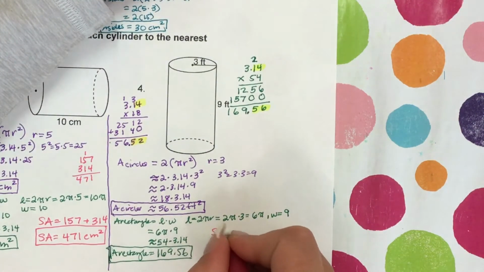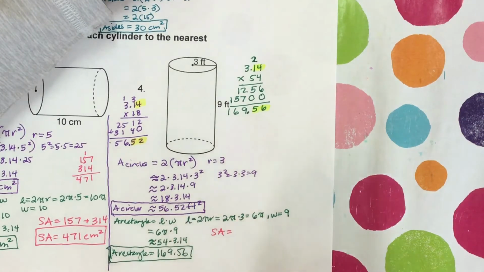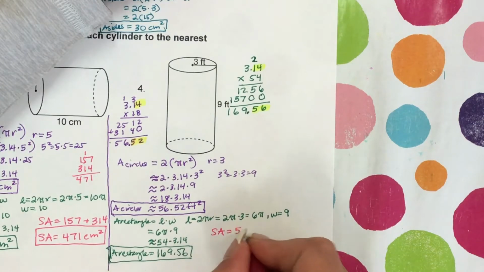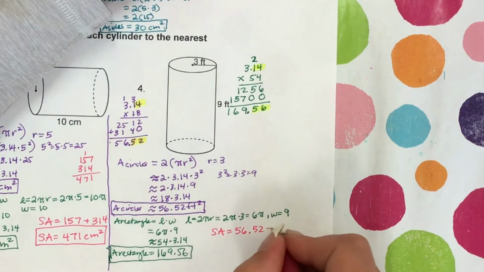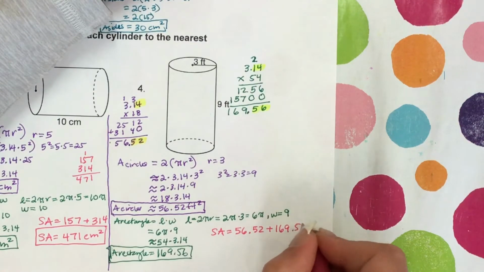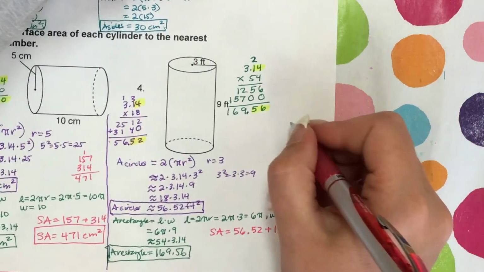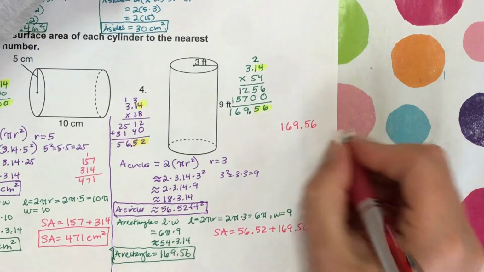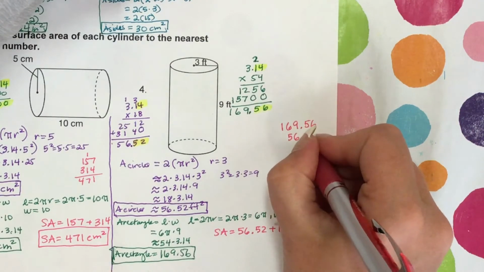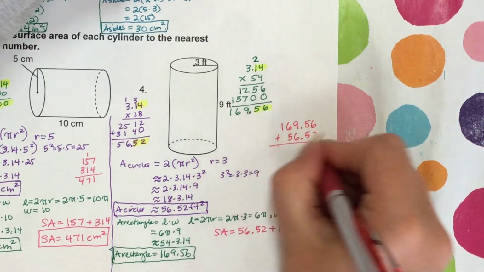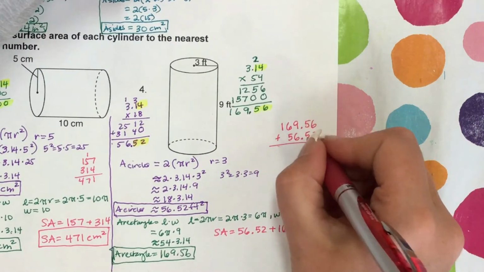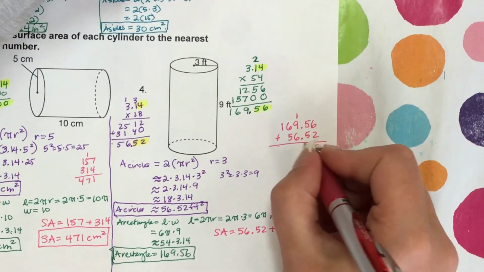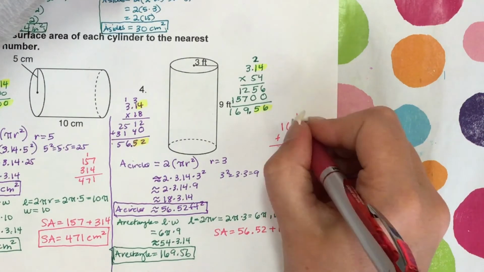So the surface area is going to equal the total of those two areas, the area of the circles and the area of the rectangle. 56.52 plus 169.56. Now, I don't know what that is off the top of my head, so I'm going to go ahead and put that here. Remember, when you're adding decimals, the decimals always line up. 56.52. We're going to add these. So 6 plus 2 is 8. 5 plus 5 is 10. Write the 0, carry the 1. 9 plus 6 is 15. Plus 1, make it 16. Write the 6, carry the 1.